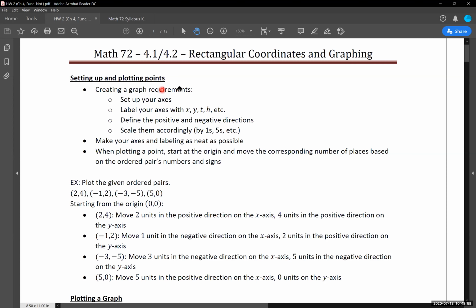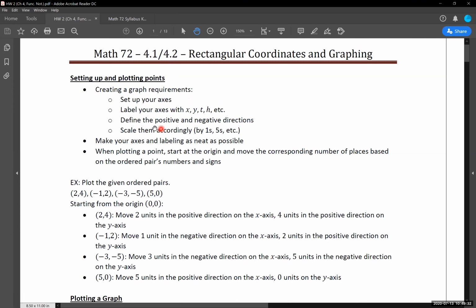So setting up and plotting points. The requirements that we have: set up your axes. You have a vertical line, you have a horizontal line, and you have them cross somewhere. Label your axes. One's the X, one's the Y, anything like that. So make sure you have one labeled as X, one labeled as Y, one could be T, one could be H. It does not matter. It might be different in the context of the problem, but make sure each of your axes is labeled accordingly.